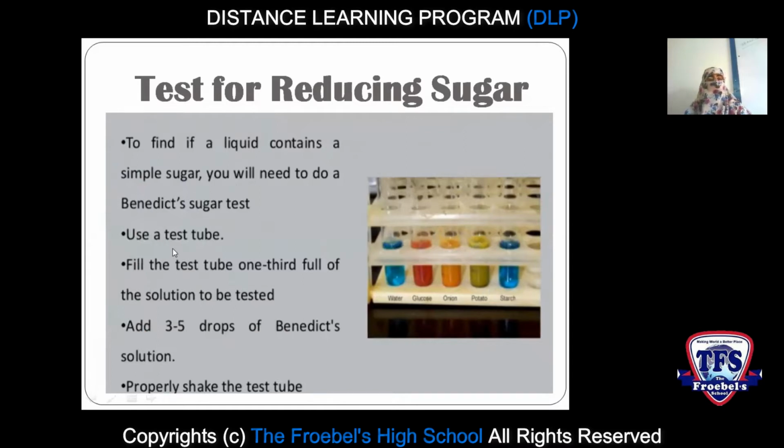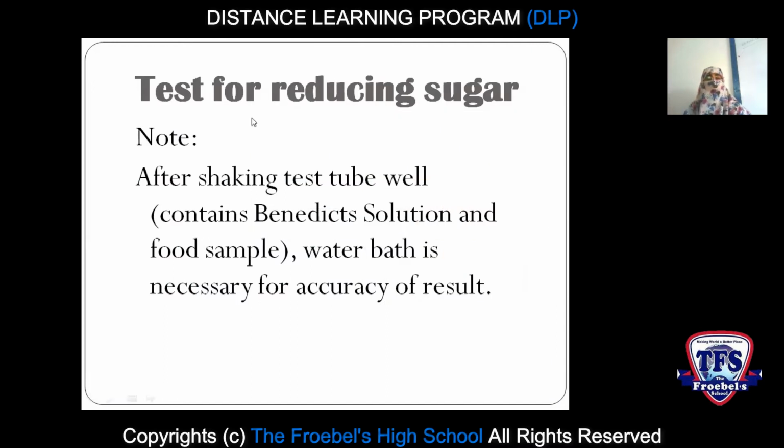So use a test tube, fill the test tube 1/3 full of the solution to be tested, add 3 to 5 drops of Benedict solution. The color of the Benedict solution is blue. Now mix well. After shaking the test tube well, which contains Benedict solution and food sample, a water bath is necessary for the accuracy of the result.